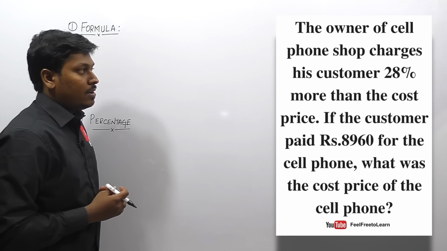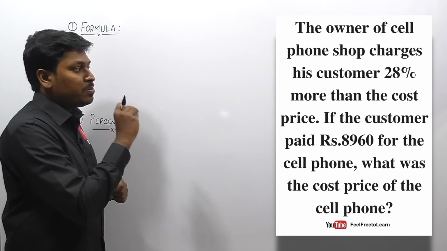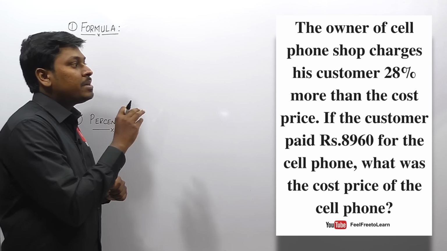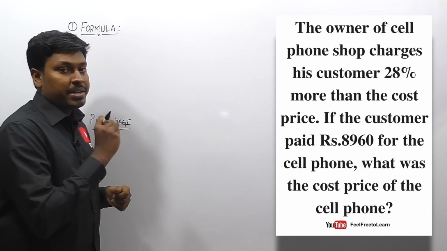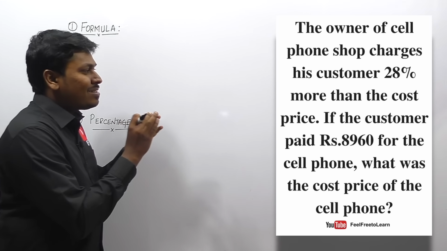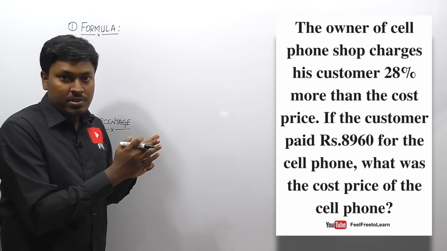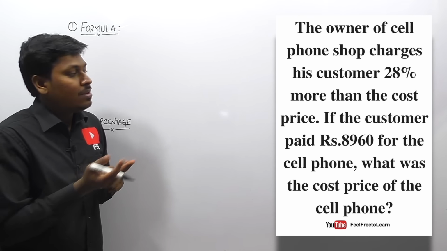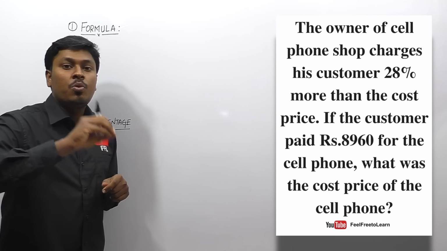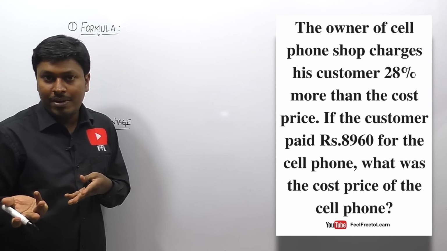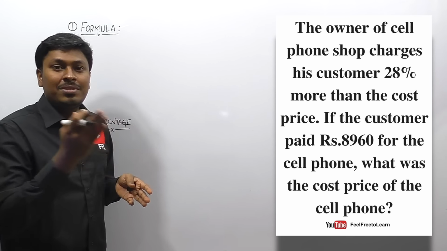Question number 7. The owner of a cell phone shop charges his customer 28% more than the cost price. If the customer paid rupees 8,960 for the cell phone, what was the cost price of the cell phone? So friends, the question looks a little bit tricky, but the concept is so simple, because the owner of a cell phone shop decided to sell his mobile phone 28% more than the cost price. Any percentage that is more than the cost price should be taken as a profit, right? Here the profit will be 28% and he sold the mobile phone for 8,960.